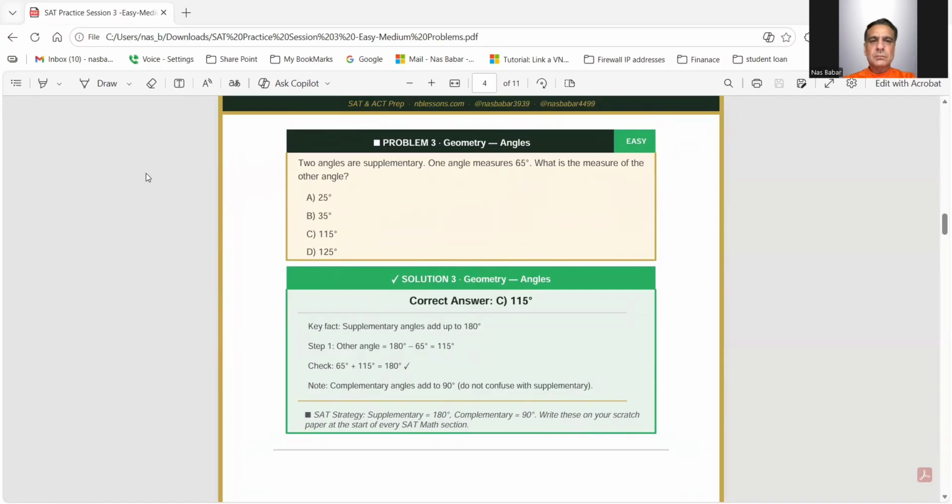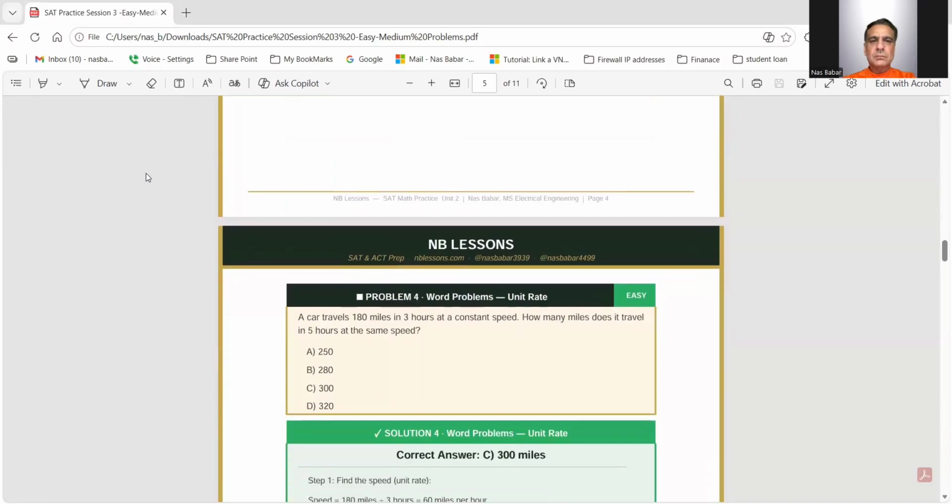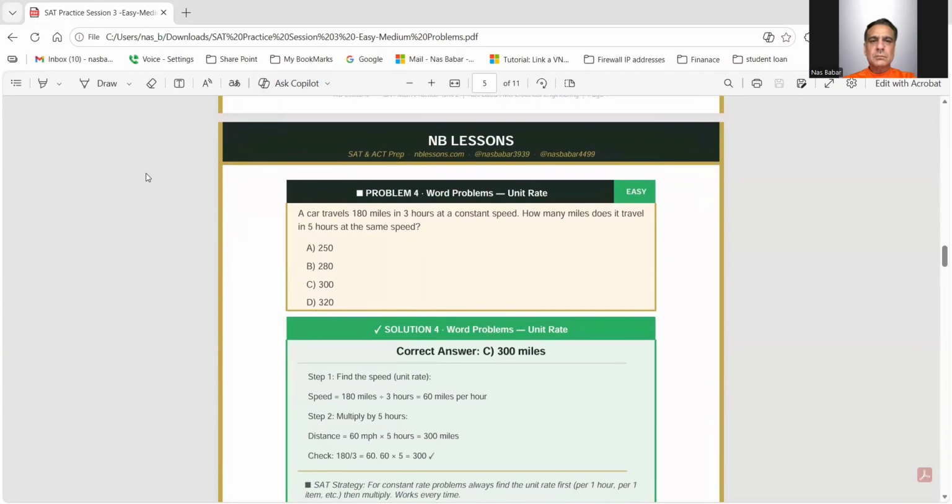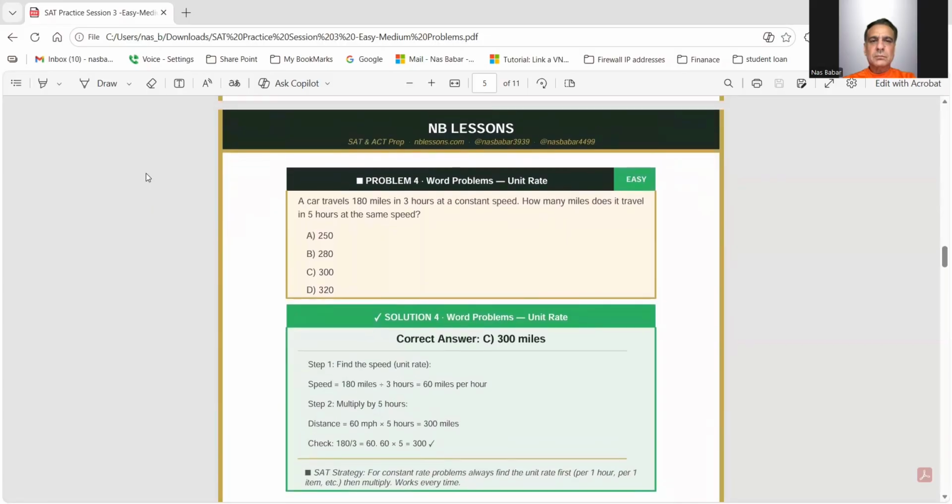All right, so let's go ahead and get started. The next problem is going to be a word problem. Okay, this is a very simple problem, so you should be able to do that in your head. A car travels 180 miles in 3 hours at a constant speed. That's the keyword. How many miles does it travel in 5 hours at the same speed? So here's the thing. If we can find out how many miles the car travels in 1 hour, we can multiply that by 5 and we should be able to get the answer.